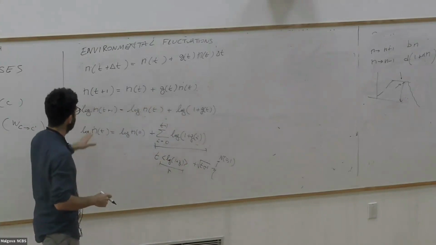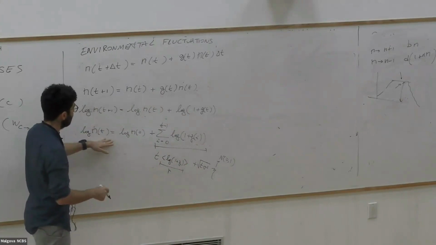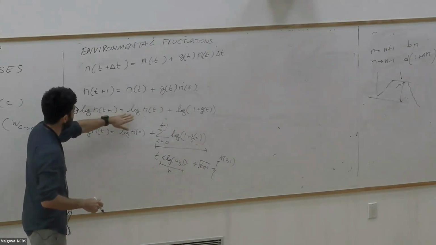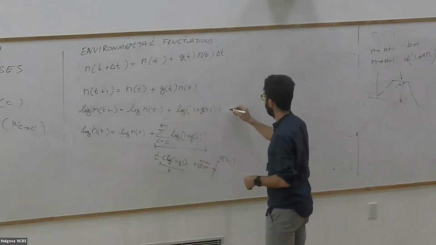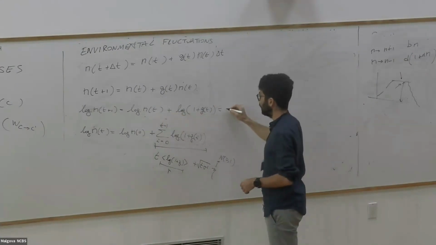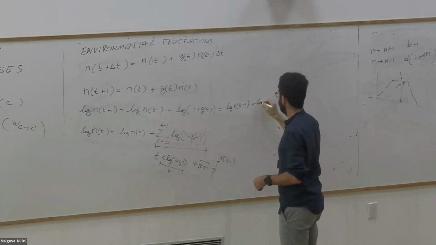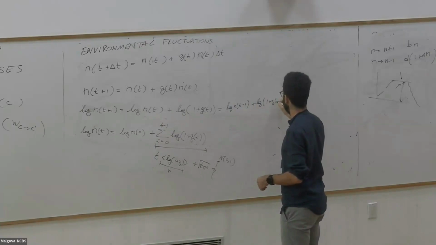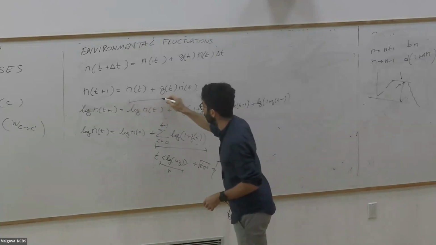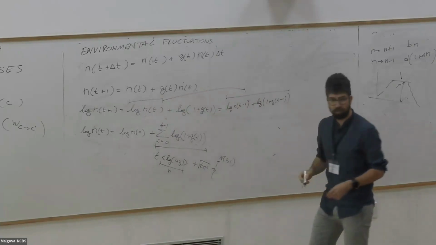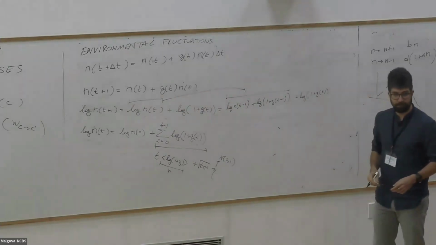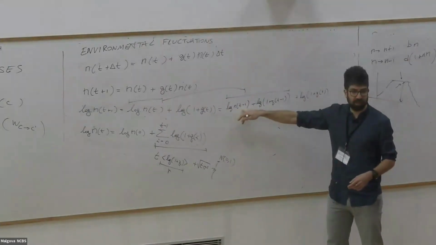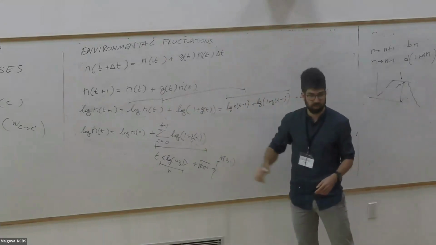So then we have these questions. How do you get the log of n? Sorry, I did two steps in one. Here I wrote this equation, and then I iterated it. Log of n of t is log of n of t minus 1 plus log of 1 plus g of t minus 1, which is this term, plus log of 1 plus g t, which is this term here. And then I can write n of t minus 1 as n of t minus 2, and so on, and then I get this solution.